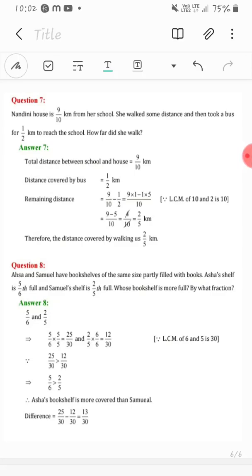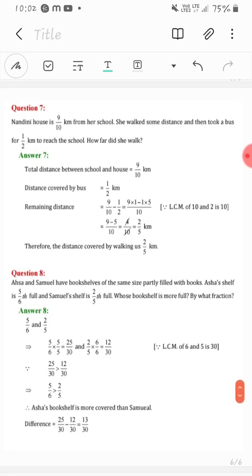So question number 7 is given. Nandini's house is 9 by 10 kilometer from her school. She walked some distance and then took a bus for 1.5, meaning half kilometer, to reach the school. How far did she walk? She covered 9 by 10 kilometer to her school by walking some distance, and then she took half kilometer by bus. So we have to subtract, since the total distance is 9 by 10 and she took the bus for half. We have to find out her walking distance.